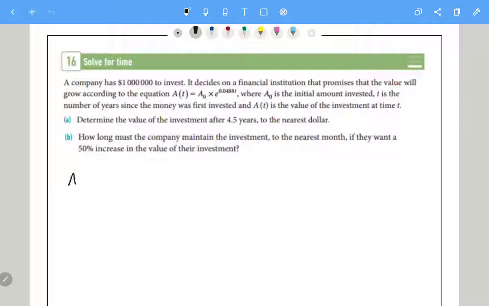Alrighty. So we know that A0 is the amount being invested. That's $1 million. And we find out that T is 4.5. And just double check, right? $1 million to invest. That's the amount invested. And that T is the number of years since the money was invested. So T does indeed equal 4.5 years.